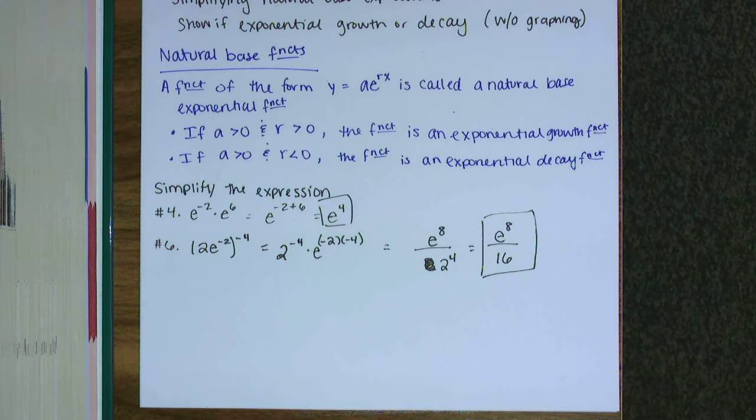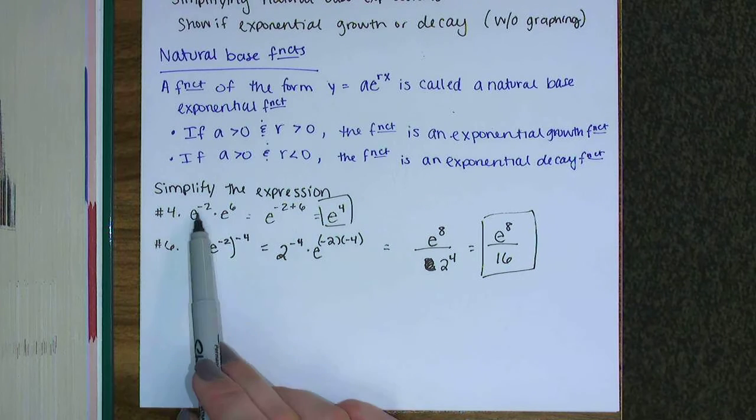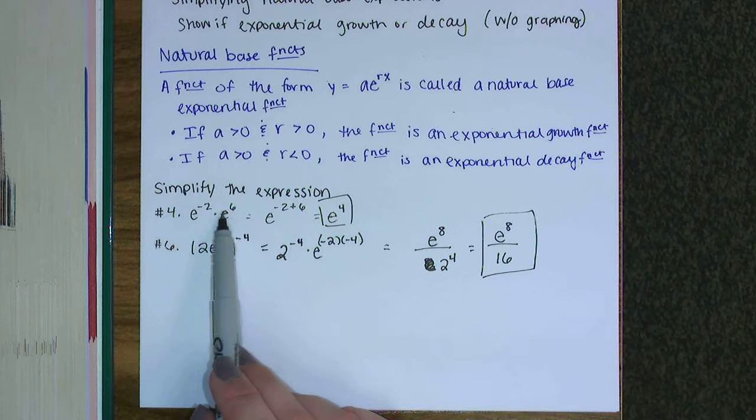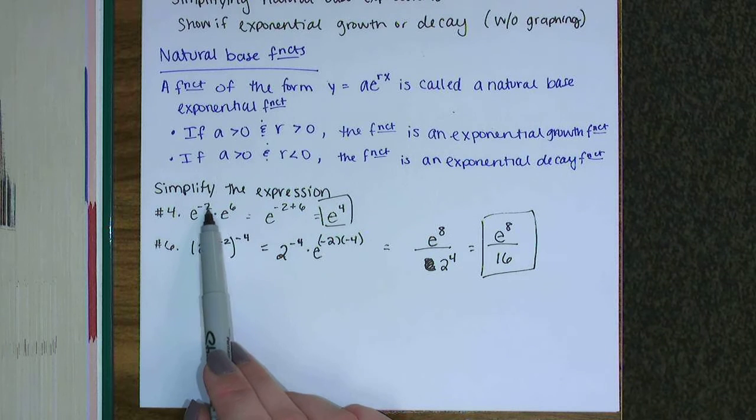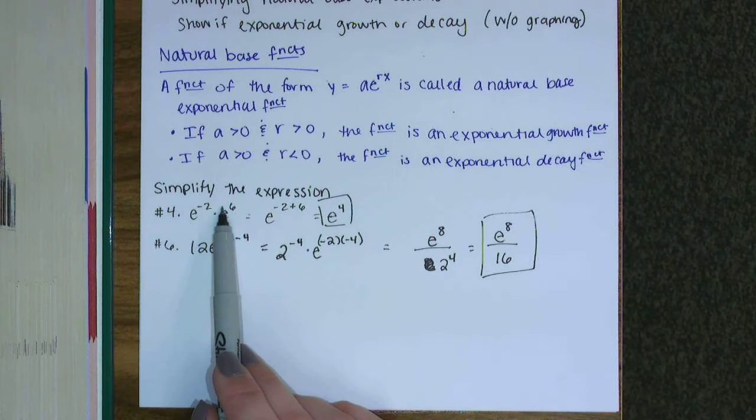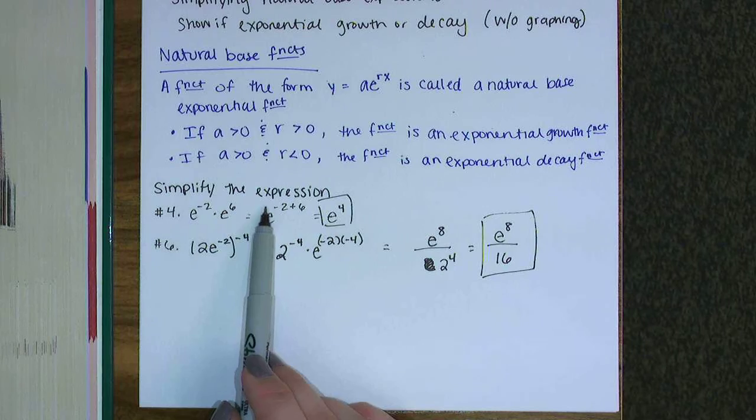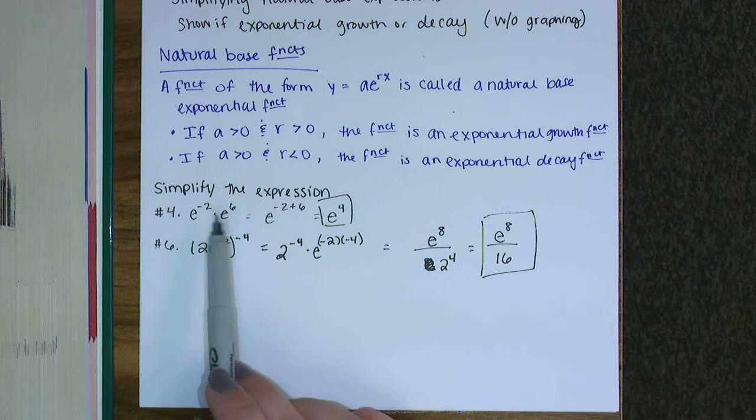And keep in mind, when we're adding exponents, it still requires like terms. So if this had an x on it, here it would be negative 2x plus 6, and that's how it would stay, because we still have to deal with like terms.